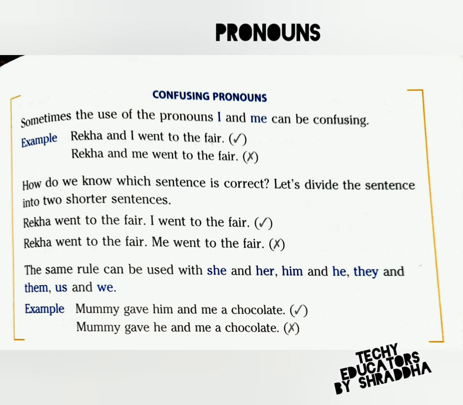Example: Mummy gave him and me a chocolate. Mummy gave he and me a chocolate. If we divide the sentence, it will be Mummy gave him a chocolate, Mummy gave me a chocolate. Mummy gave he a chocolate and Mummy gave me a chocolate. So when we divide them into two parts and make two sentences, we will see that the first one is correct, because Mummy gave he a chocolate is wrong. Instead, Mummy gave him a chocolate is correct. So this is how you can find the correct sentences.